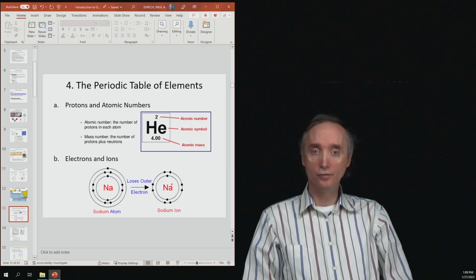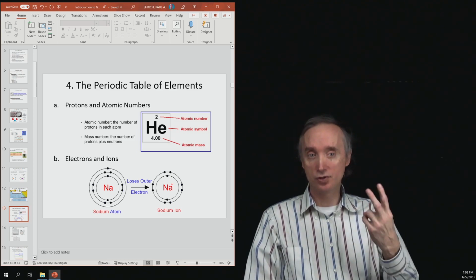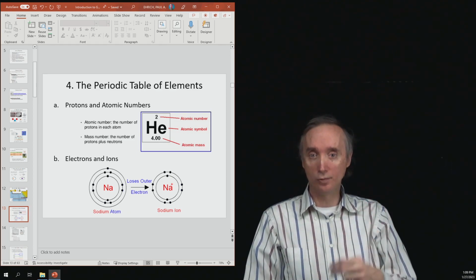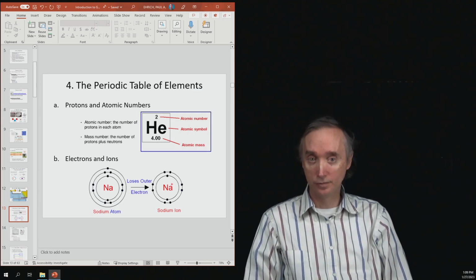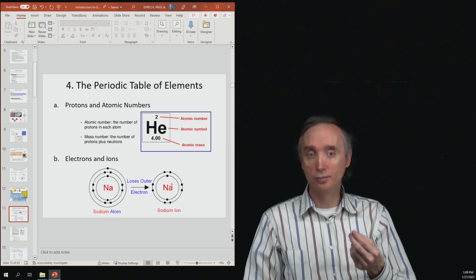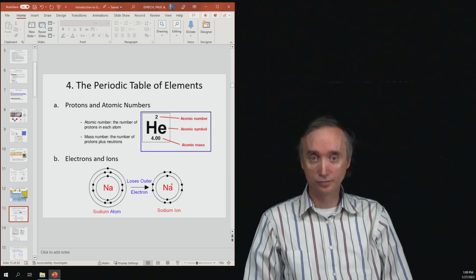Now what about if we knocked off 2 electrons? Then what would sodium become? Since each electron is negative, it would then become sodium plus 2. And again, it would be an ion.